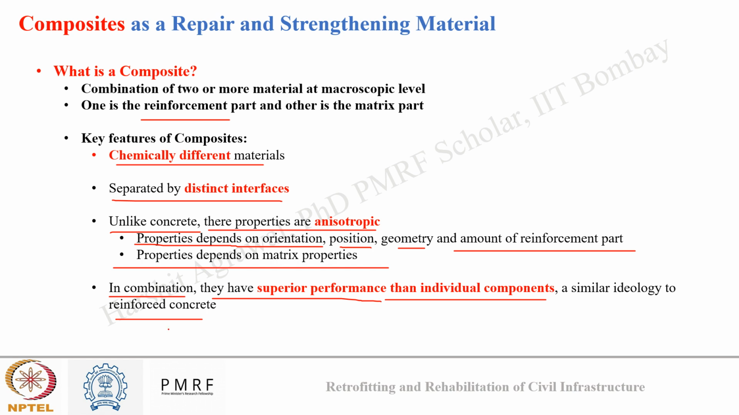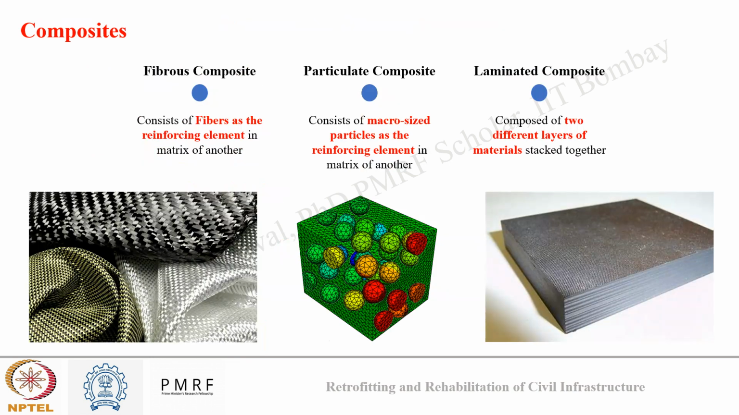So a combination of steel and concrete, reinforced concrete, is a much superior material compared to individual steel and concrete. The similar ideology can be applied here. Composite is a much stronger material compared to reinforcement and matrix alone. Now, based on the reinforcement part of the composite, a composite can be categorized into three types.